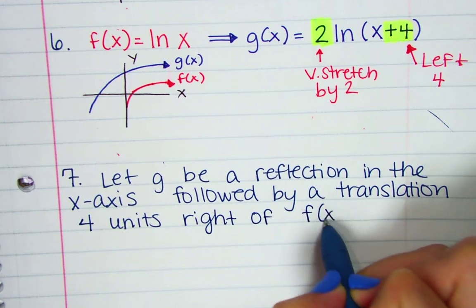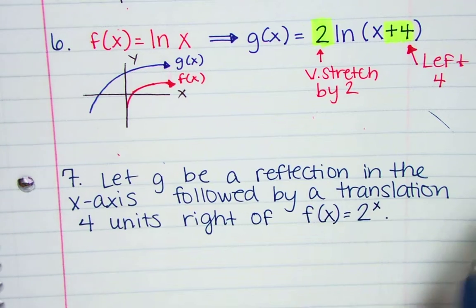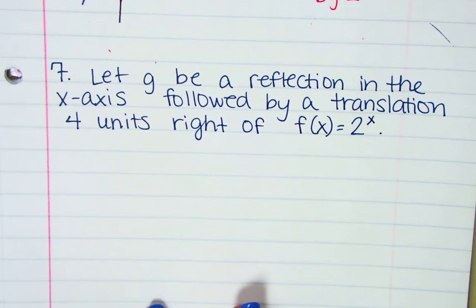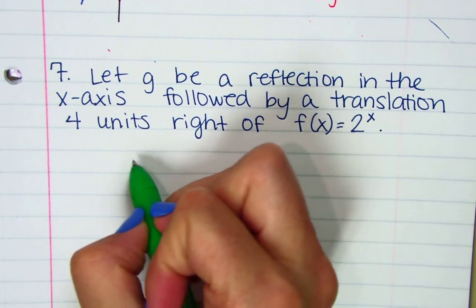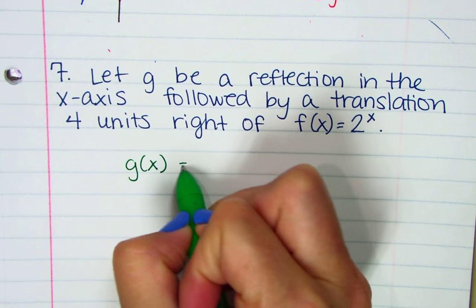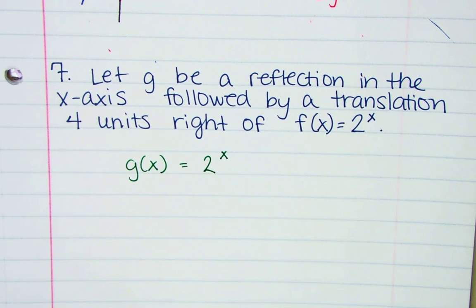Of f of x equals 2 to the x power. Okay, so on our answer, we're starting with this. We know it's g of x, and I know it's going to have 2 to the x power.